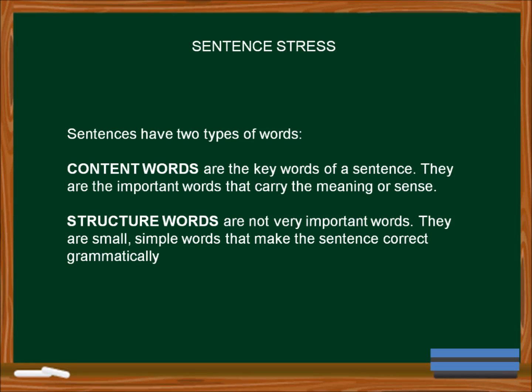Most sentences have 2 types of words, content words and structure words. Content words are the key words of a sentence. They are the important words that carry the meaning or sense. Structure words are not very important words. They are small, simple words that make the sentence correct grammatically.